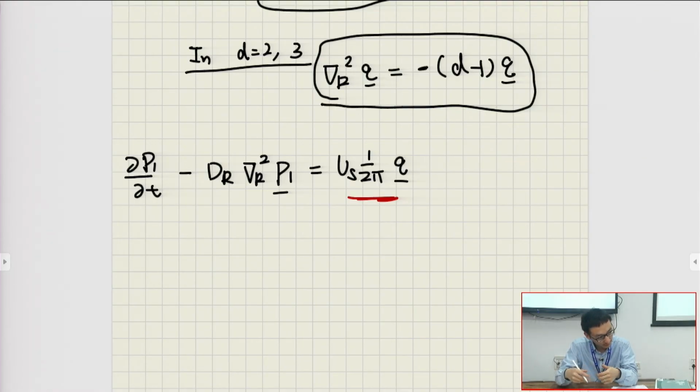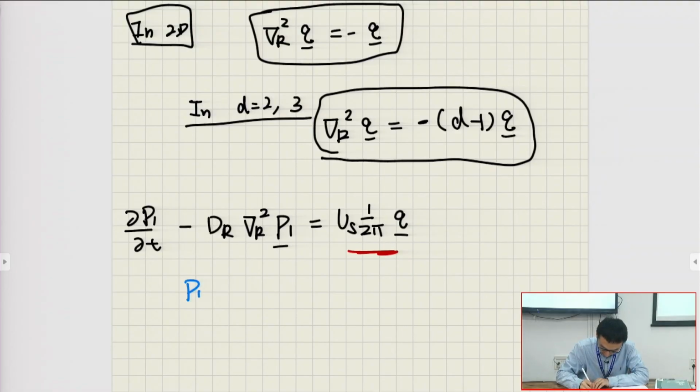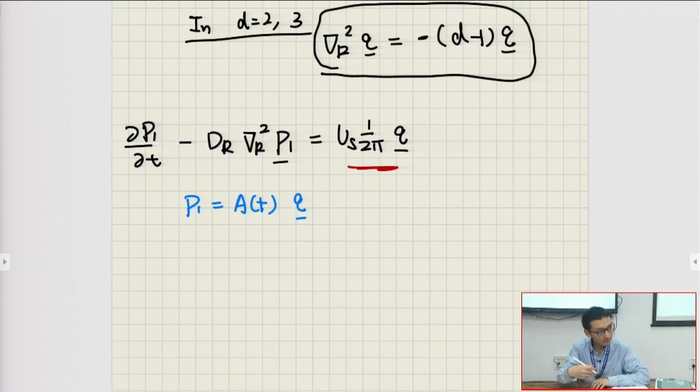But I also told you that the Laplacian of q is q itself, which means we can guess a solution for P1, which should be something times q, right? But that quantity should be a function of time, because on the left-hand side I have a time derivative. So let's just say that's a of t times q. So that's one possible solution here. Let's see if that's okay.